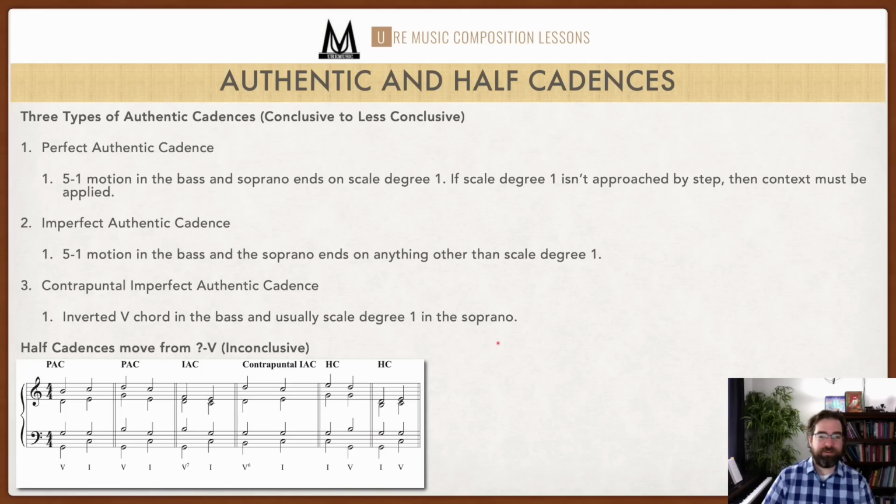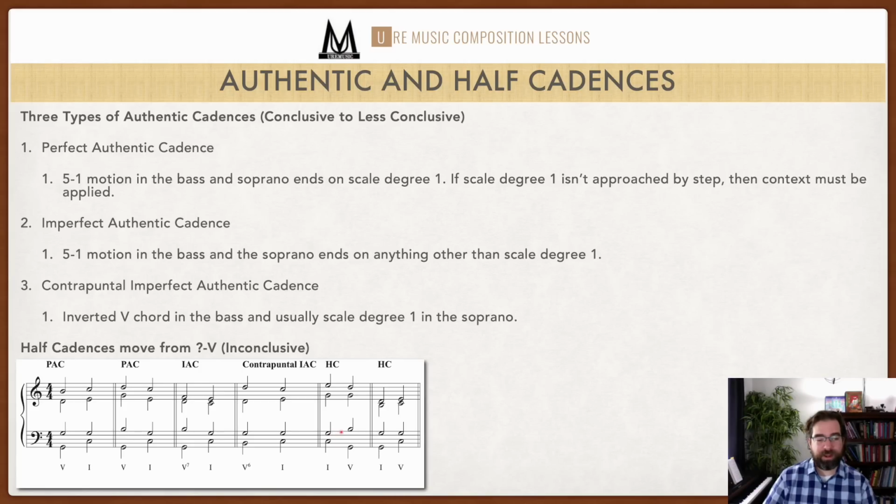So half cadences are the final type of cadence we're going to be talking about today. That's where you move from any chord to 5. So these two chords here, in our last two measures, we have a 1 chord going to a 5 chord. And you'll see they're voiced in different ways.